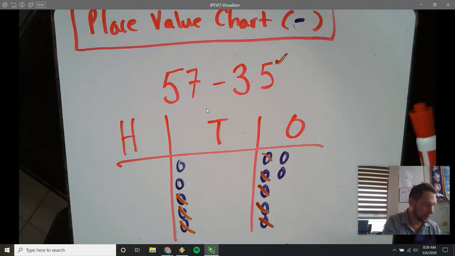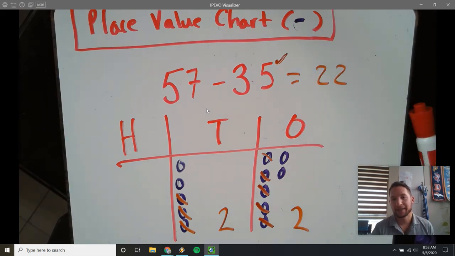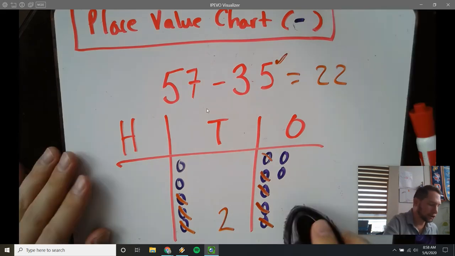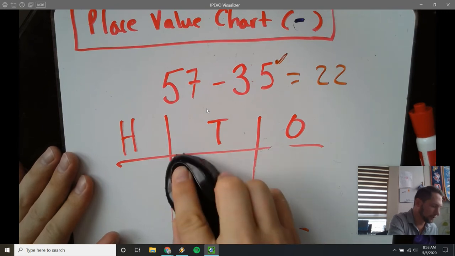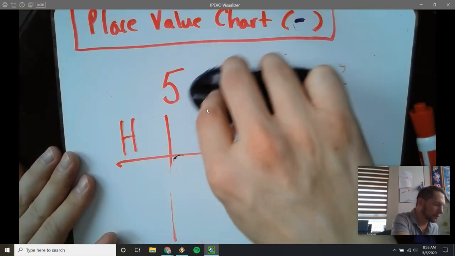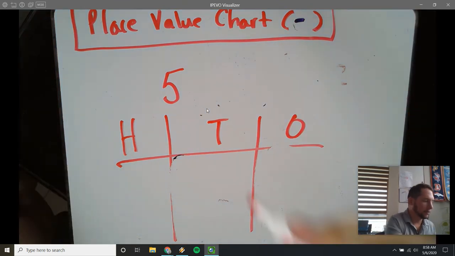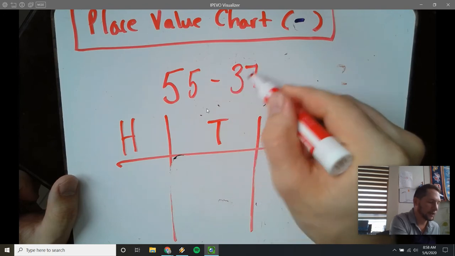What am I left with? 2 ones, 2 tens equals 22. That's a simple version where you're just taking away, there's no regrouping. Now let's change the ones and see what happens. So here, let's do 55 minus 37.